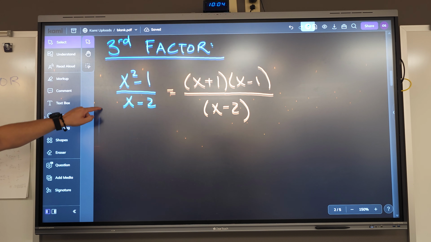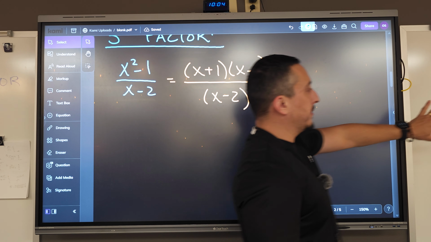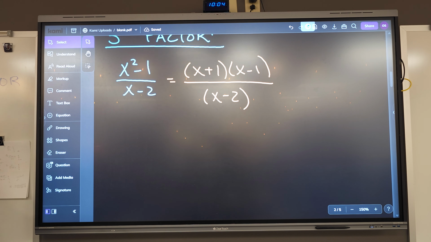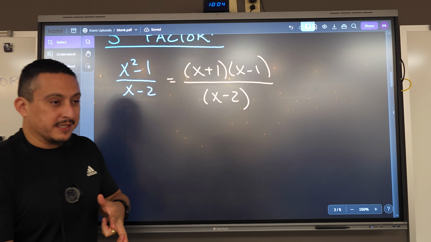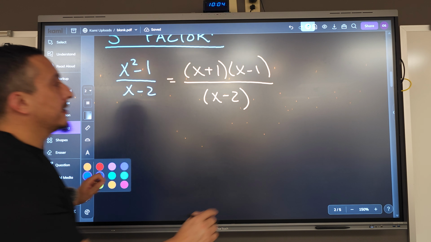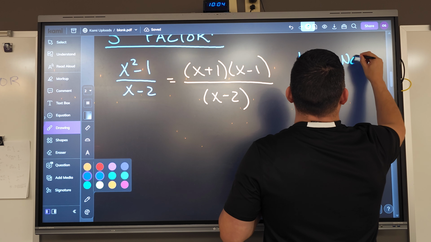So here's the important part. I haven't had time to write it up here, but I'm going to write it, though on the test I have to erase it. What cancels is your hole. The top that doesn't cancel is your x-intercepts. The bottom that doesn't cancel is your VA. So right here, there was nothing that canceled, so that means for the hole, I have none.